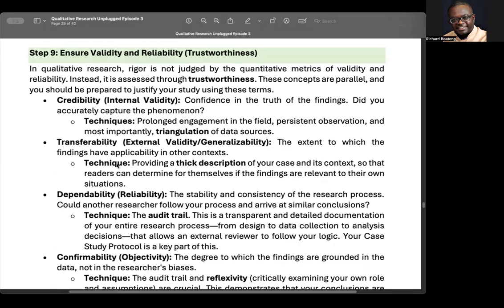What's the first one? Credibility. This is roughly analogous to internal validity in quantitative research. It asks, how confident are we in the truth of the findings? Do they accurately capture the phenomenon studied?